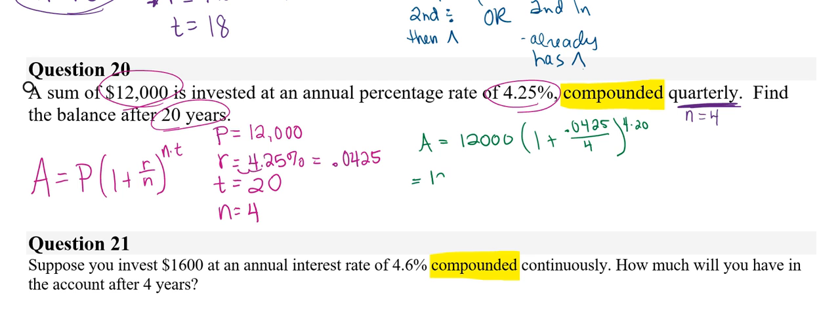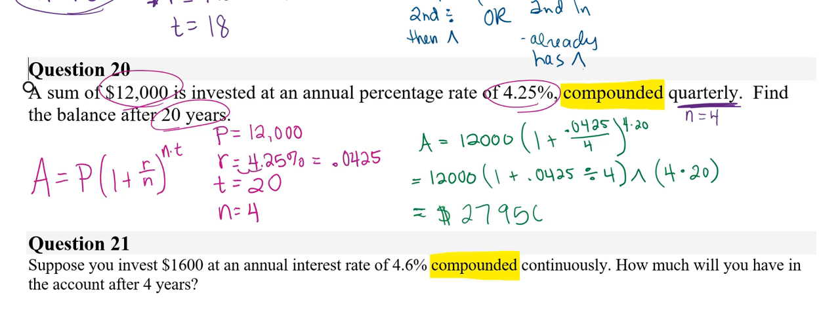Okay, plug it into the calculator. 12000, parentheses, 1 plus 0.0425 divided by 4, and then do the caret, the power button, parentheses for the 4 times 20. Okay, that is $27,950.16. It's a nice little chunk, right? Took 20 years, but all right, next one.